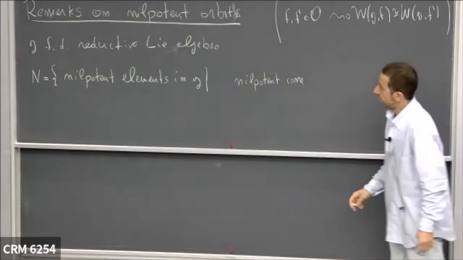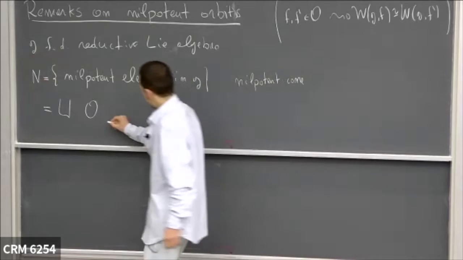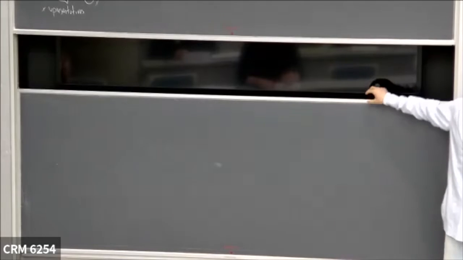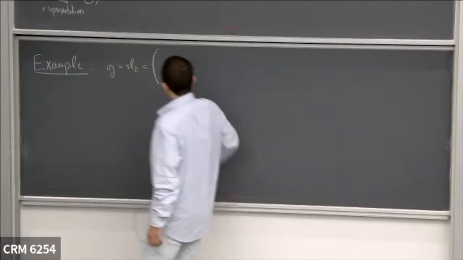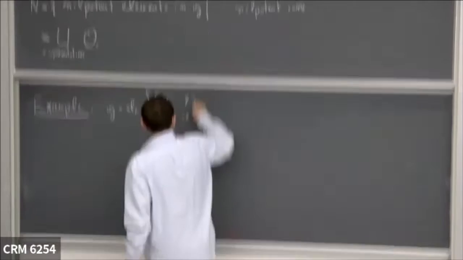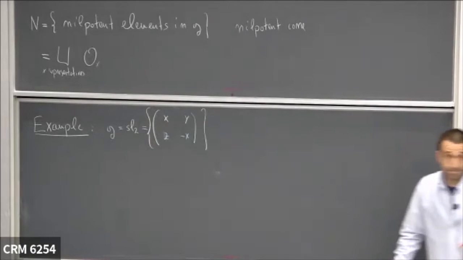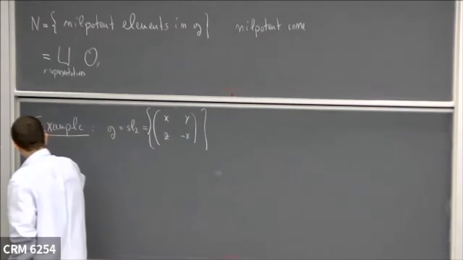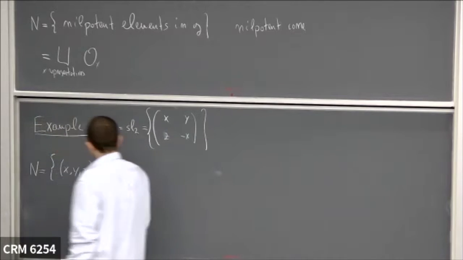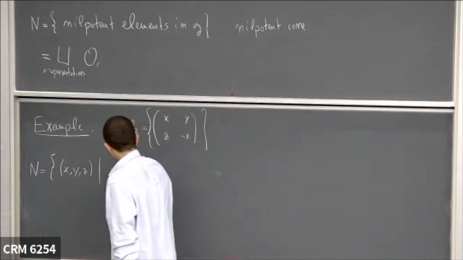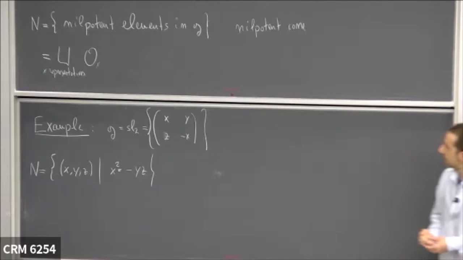And it's the disjoint union of some orbits. Let me say X for some representatives X. Let's make an example to view this more specifically. So let's think of SL2 as in the two-dimensional representation. So 2 by 2 matrices, which have zero trace. So such a matrix is nilpotent if the determinant is zero. So what is this nilpotent cone now? It is just given by all the triples X, Y, and Z, such that X squared is minus Y times Z.